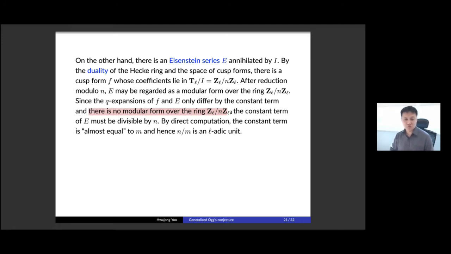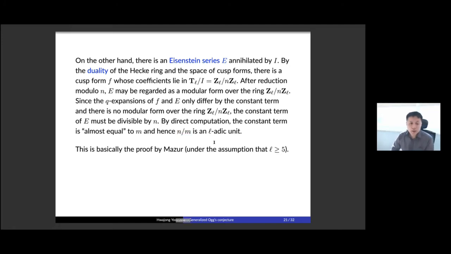So this constant term must be divisible by n. By direct computation of the constant term of this Eisenstein series, in the major case, it is like n minus 1 over 24. So this constant term is almost equal to m, up to 2. And hence, n over m is an L-adic unit. This is what we want. And this is basically the major idea to prove Ogg's conjecture, at least under the assumption L is at least 5.